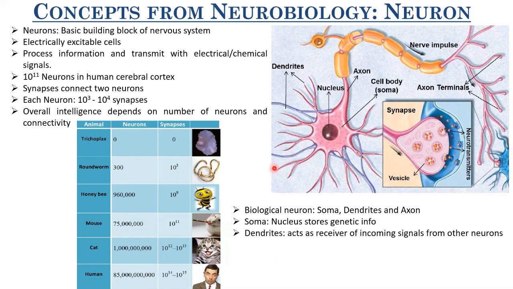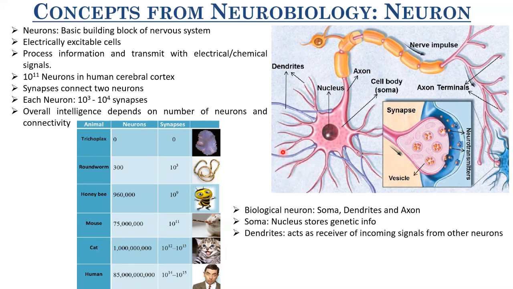Then what is this dendrite? Dendrites are protrusions or extensions of this soma, and the information from other neurons comes to these dendrites. I mean, these dendrites act as receivers of incoming signals from other neurons. They are filaments which rise out of the soma, and they receive the incoming signals from the other neurons.